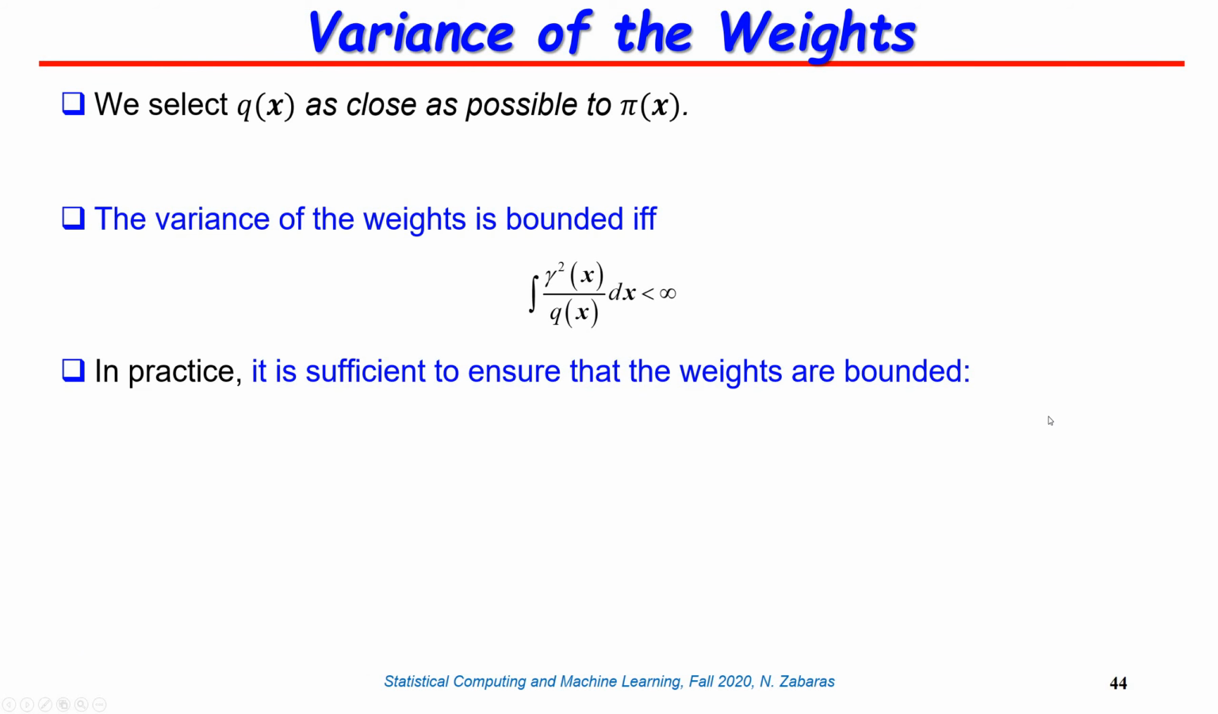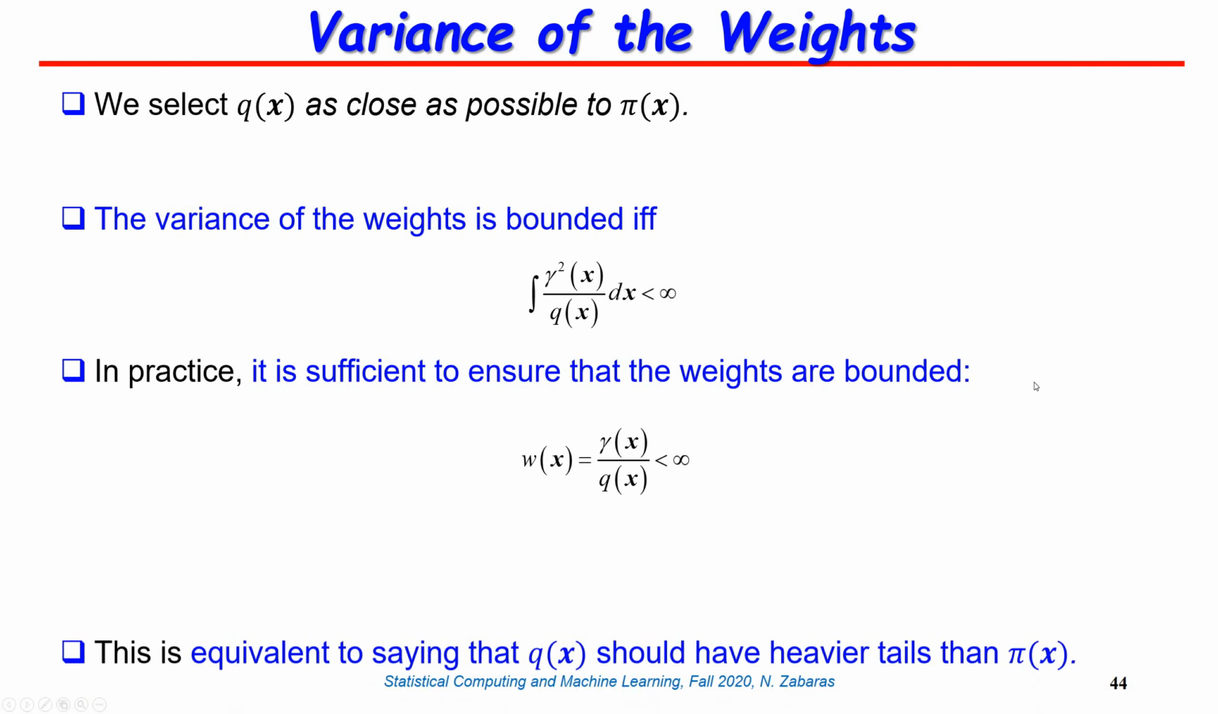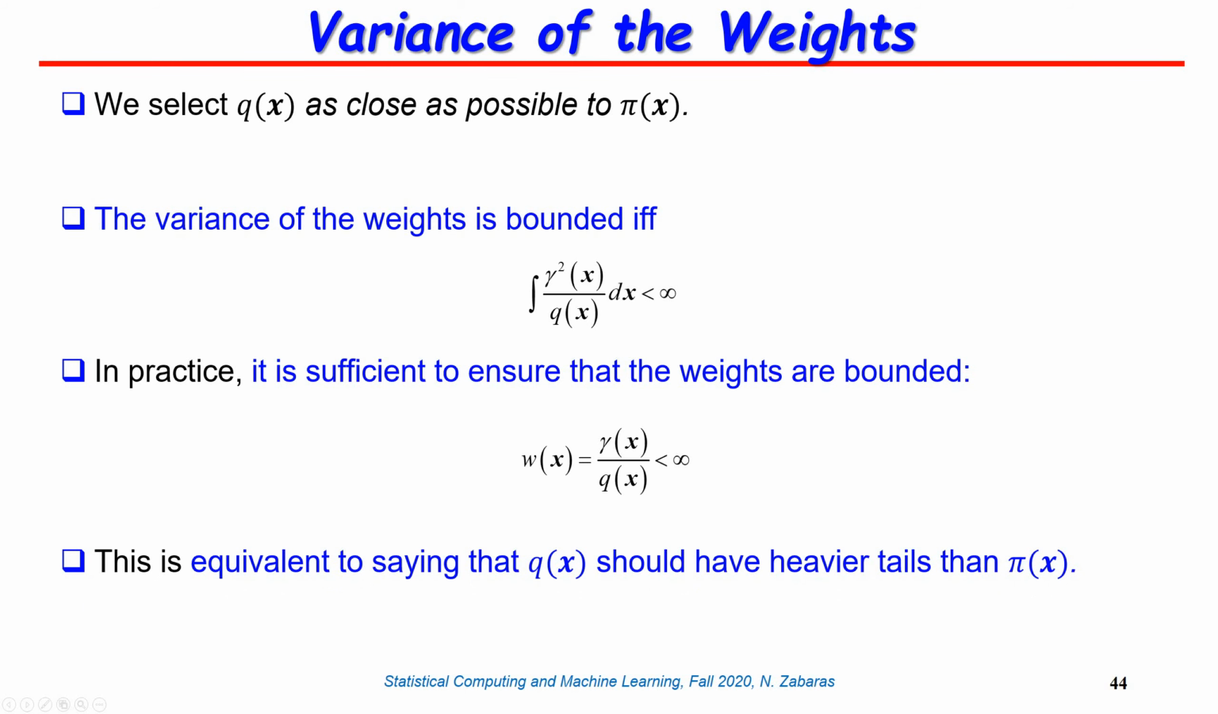In practice, people are very happy if you find a distribution q so that the unnormalized weights are bounded, and that reminds us very much of what we did with importance sampling, which means that you need to select q such that the support of q includes the support of pi, and more importantly that q has heavier tails than the target distribution pi.